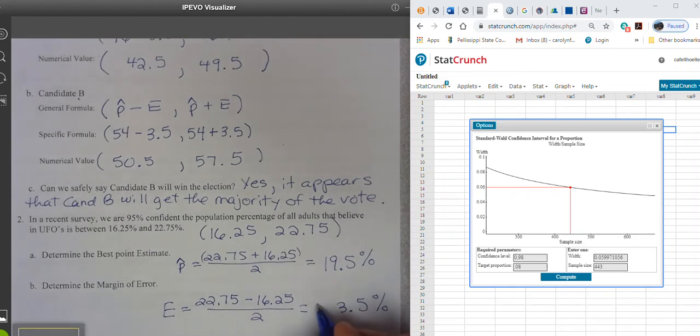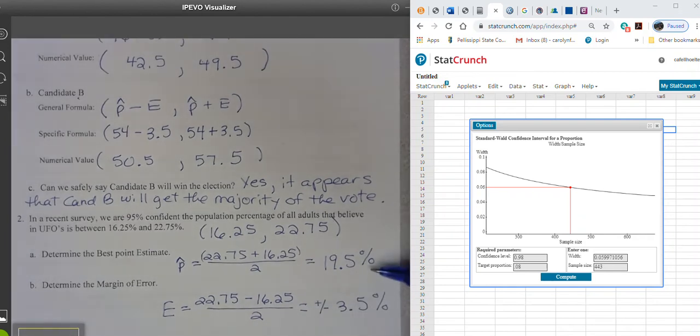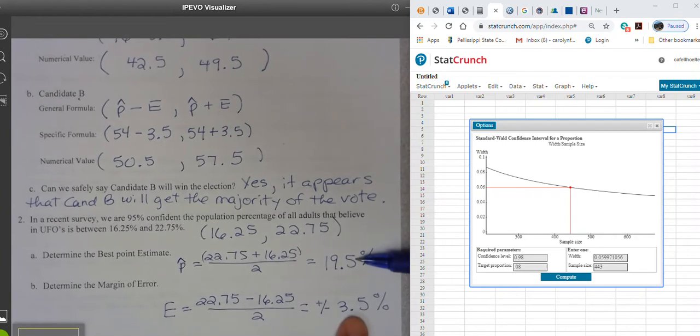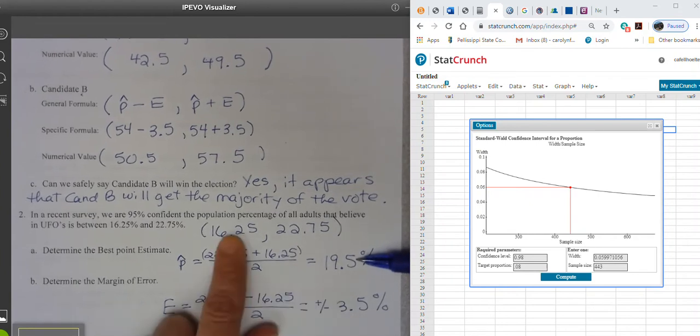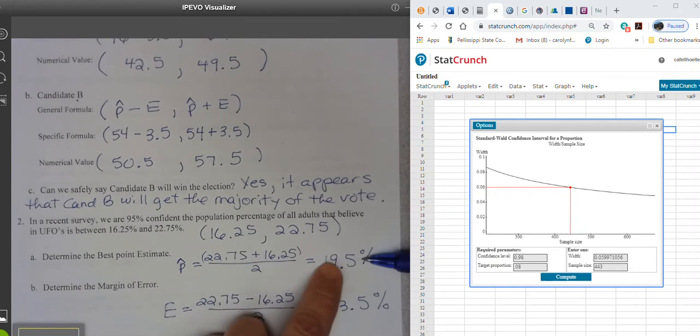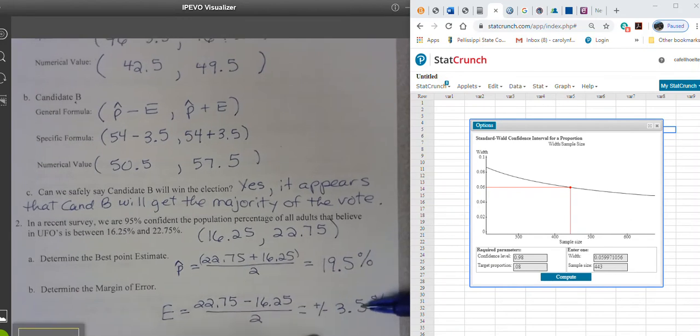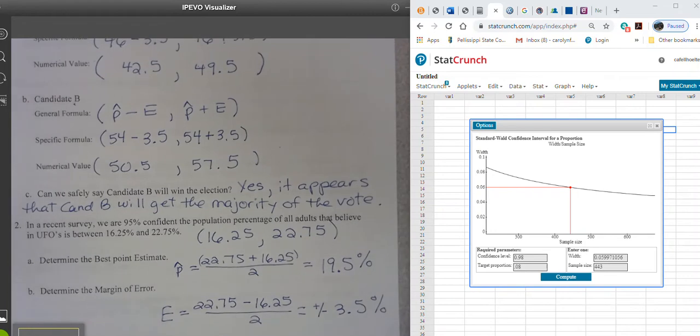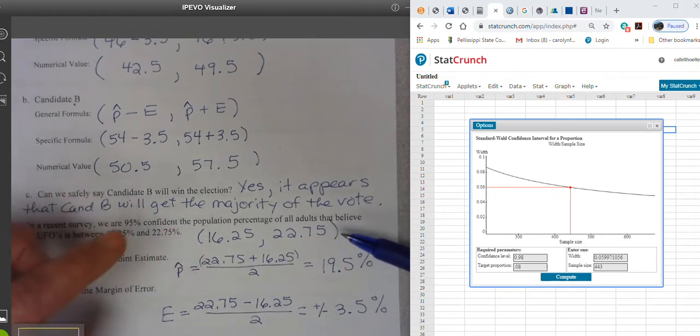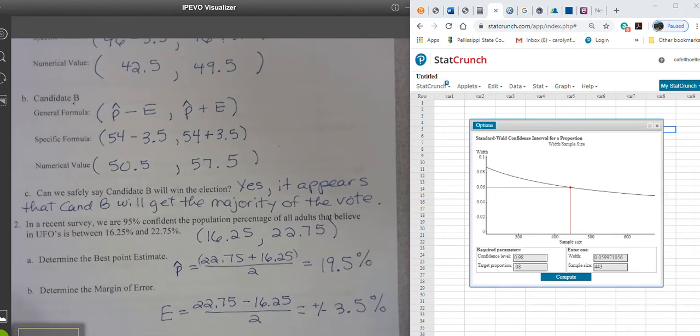Now sometimes we write it like this, plus or minus 3.5%, because we take this value and subtract 3.5 to get our lower limit. And then we take our p-hat and we add 3.5% to get our upper limit. So there we go. We worked backwards from a confidence interval to find p-hat and E.